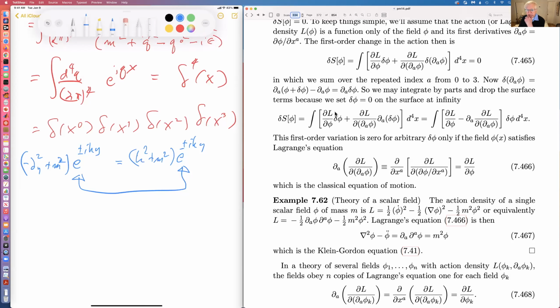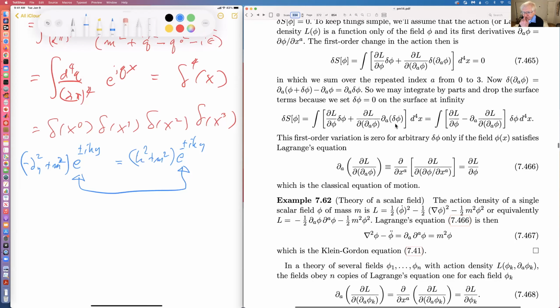But on the other hand, we can integrate by parts, of course, and the surface term vanishes because we're saying that delta phi is non-zero only at some finite point, not at some surface at infinity. And so when we have the integral of delta phi times the square brackets, it vanishes.